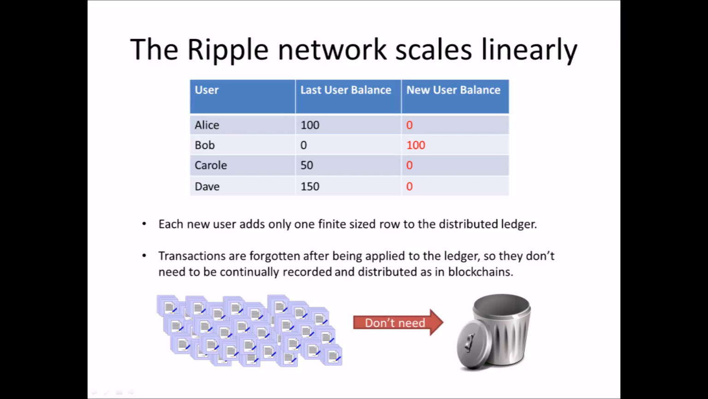This is quite a good solution because it means that Ripple scales linearly. For every user added to the network, a constant amount of data is added to the distributed ledger. Again, only the account balances and not the entire history of transactions is kept. This solves the scaling problem that the blockchain algorithm suffers from.